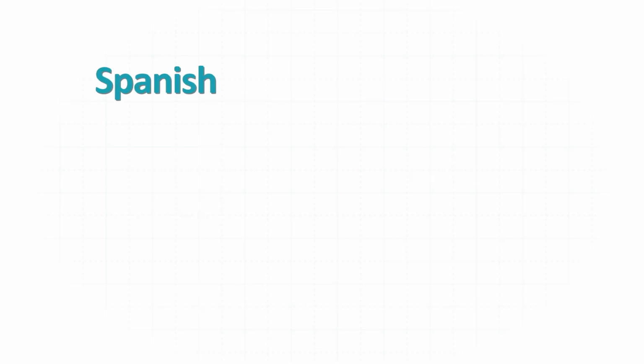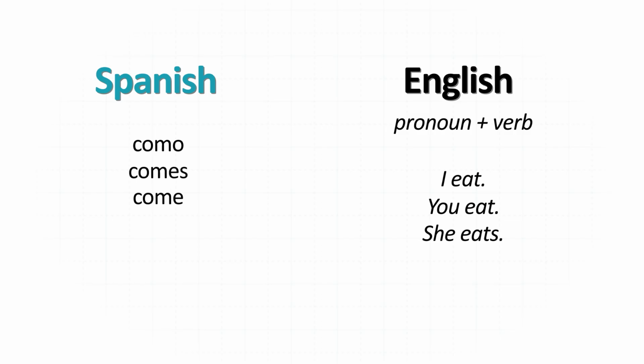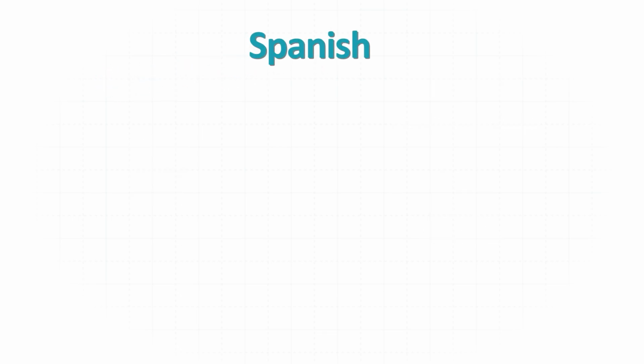This is what I mean by Spanish carrying information in the verb. English spreads that information across two words, the pronoun and the verb. I eat, you eat, she eats. Spanish packs it into one word, como, comes, come. The ending does the work. When you're reading Spanish or listening to Spanish, this means you need to pay attention to verb endings. That's where the subject information lives.